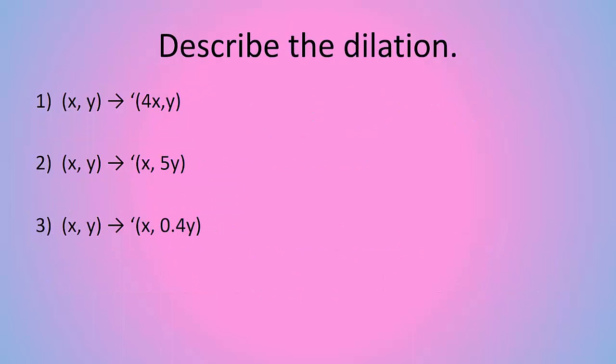So let's look at some examples. Number 1: (x, y) forms (4x, y). Now we should realize that only x is being impacted. So this is not going to create a similar figure, but rather it's going to create a dilation with a horizontal stretch. By multiplying the x values times 4, we're increasing the distance of any line connecting those x values.